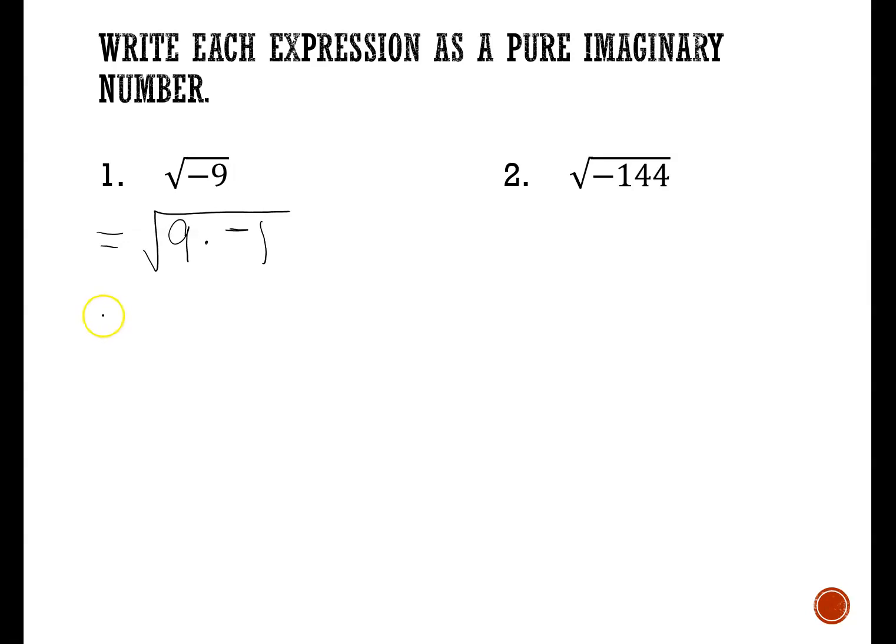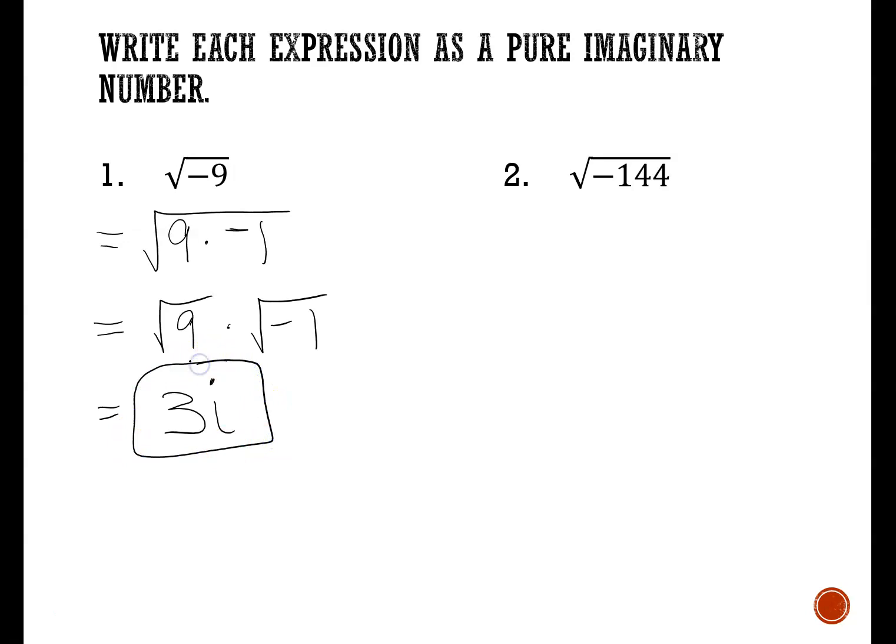Now there's a property we're going to look at here in just a little bit called the product property that says this is the same thing as the square root of 9 times the square root of -1. So if we square root the 9, we know that's 3. And on the first slide for this video, we saw square root of -1 is i. So that becomes i, and thus 3i is the answer.